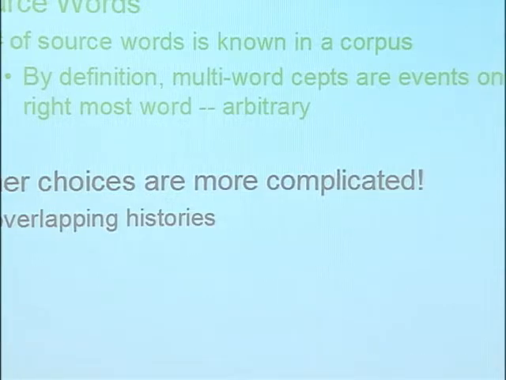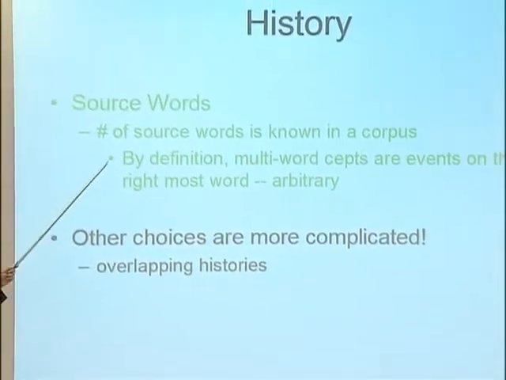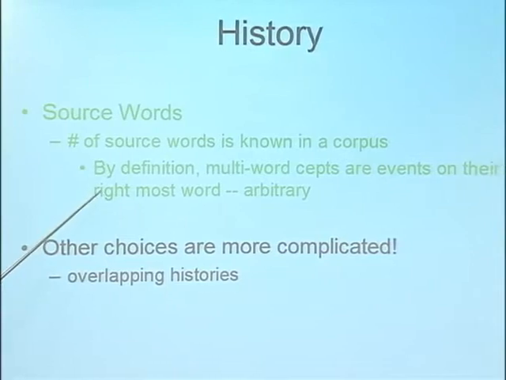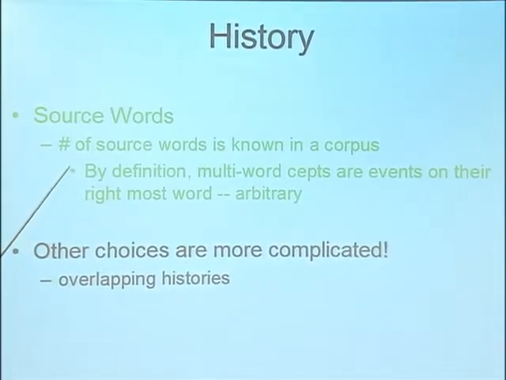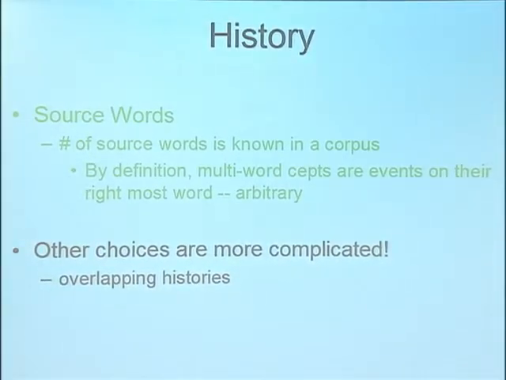Okay, so the history of our model is the source words. And this is a very good choice, we think, because by definition, the number of source words in our corpus is well known. Whereas for a phrase decoder, when you have arbitrary number of n-grams for every sentence, it's hard to know what the chunking is. There's an extra level of information that's needed. What's the best chunking of this sentence? Right, that's the overlapping histories.